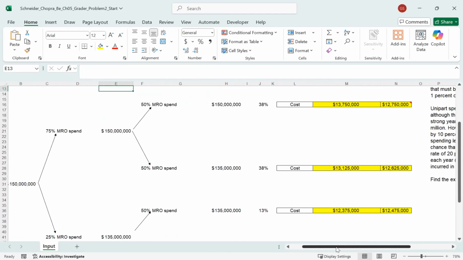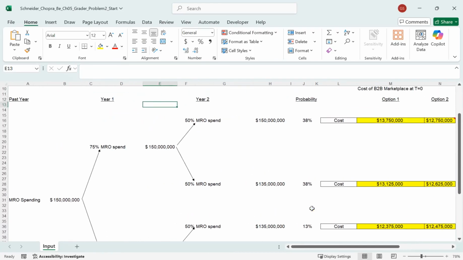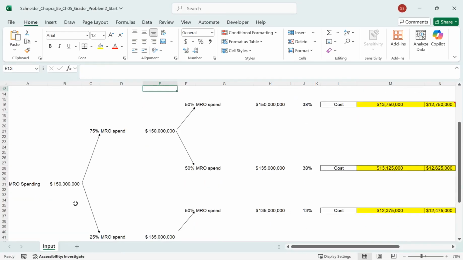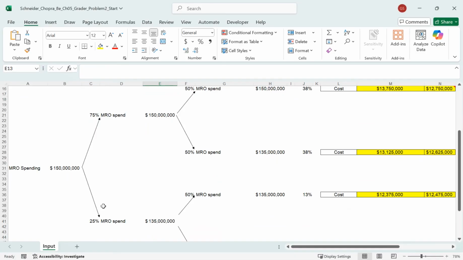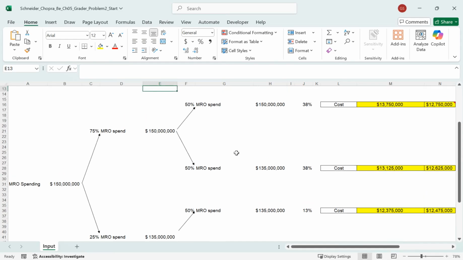So here we have four possible scenarios based on year 1 and year 2 spend levels. Year 1 can be high or low, and then year 2 can stay the same or it can drop by 10%. Each scenario has an assigned probability in column J.